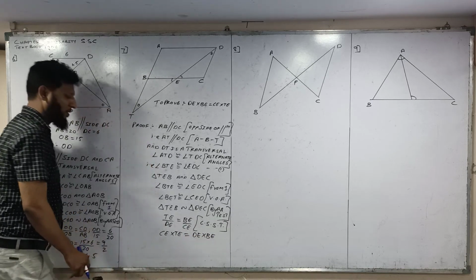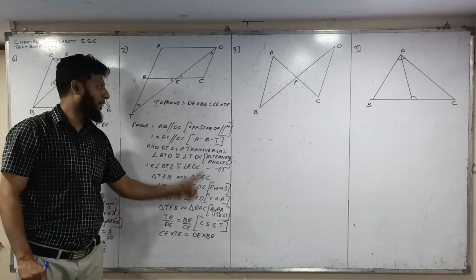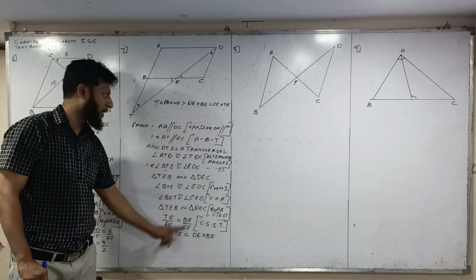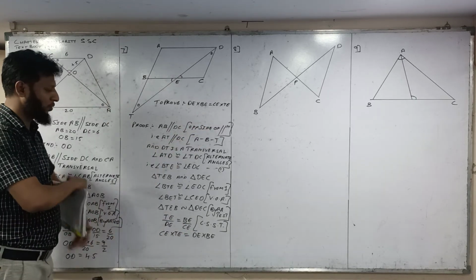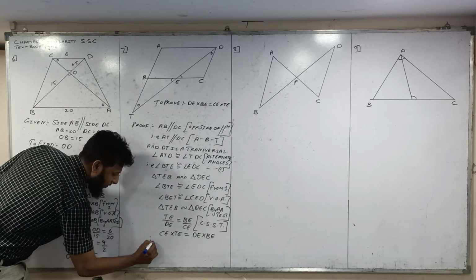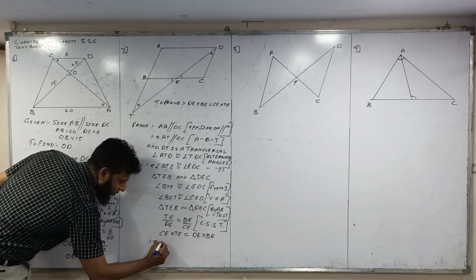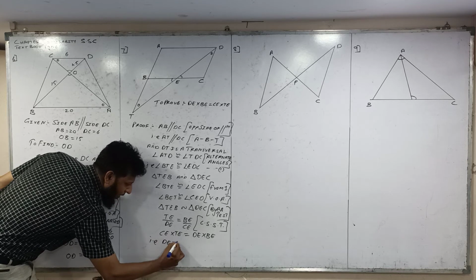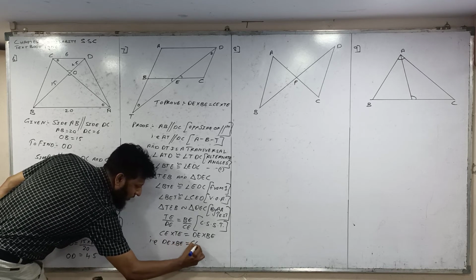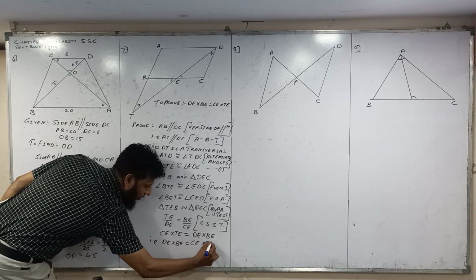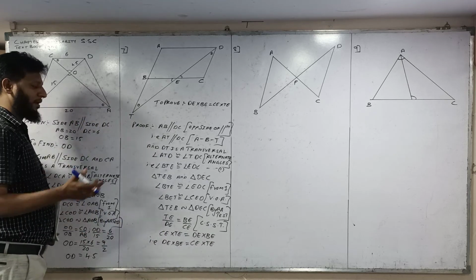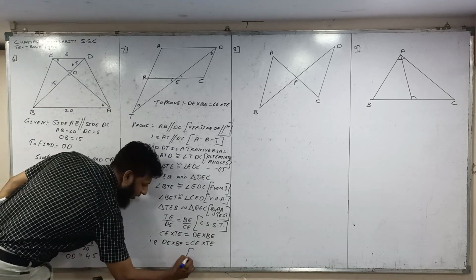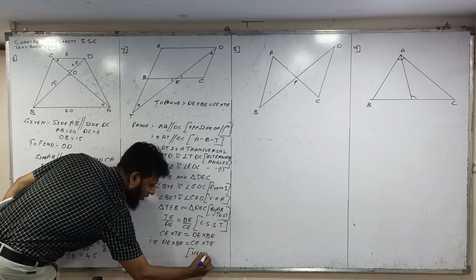Okay, so hence it is proved. DE multiplied by BE and CE multiplied by TE. Just do the arrangement, that is, take the right hand side to the left hand side: DE multiplied by BE or CE multiplied by TE. Okay, so right to the left and left to the right. Hence proved.